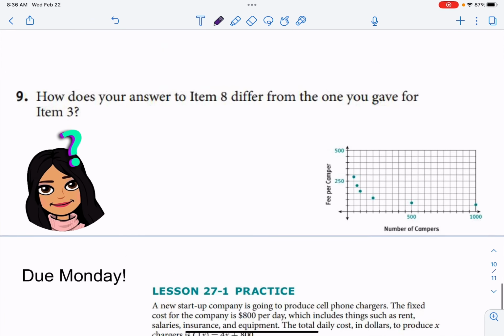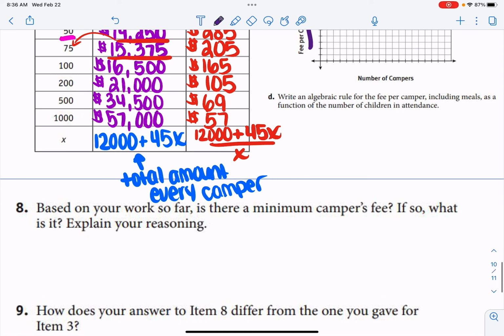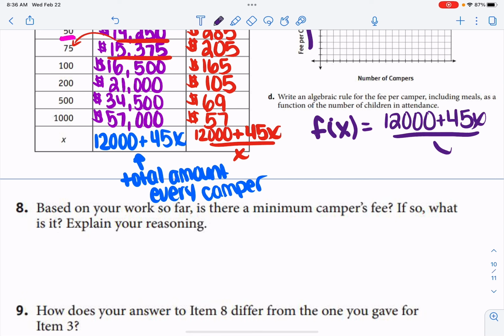Okay, so this is what your graph should look like. It should look like a slowly downward spiral. The algebraic rule for the fee per camper, if we account for both meals and the fixed price, would be f of x equals what I wrote in that last box, (12,000 plus 45x) divided by x, where x represents the number of campers.